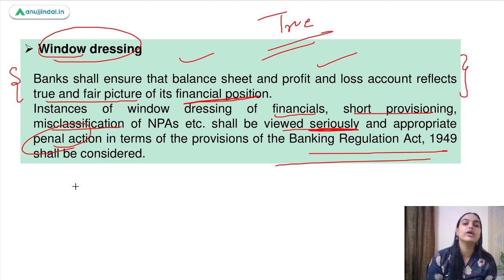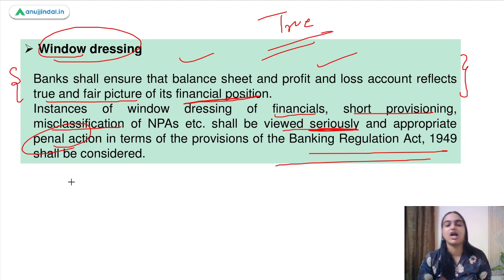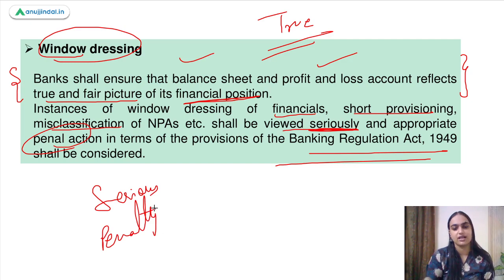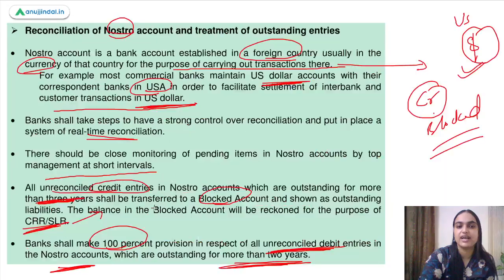So, if someone deliberately shows wrong provisioning, a wrong financial position, or misclassified NPAs, then they are basically portraying a wrong position, and serious action will be taken against them, and penalties will be imposed as per the Banking Regulation Act. Alright. So this was the entire set of directions.